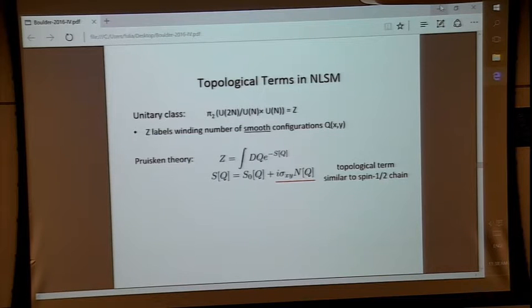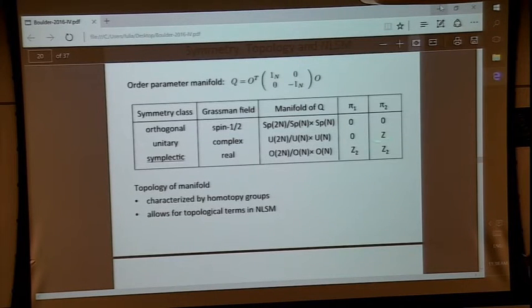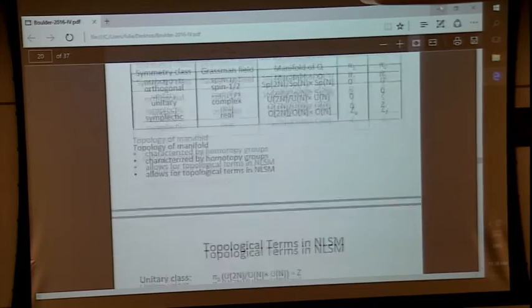Yeah. All right. So let's again first look at the unitary class, the time reversal breaking class. In this class, the order parameter lives in the complex Grassmannian, and the only possible topological term is associated with the second homotopy group.